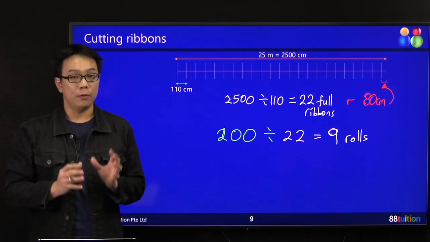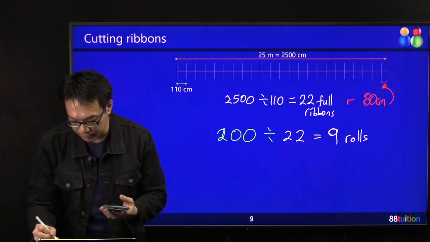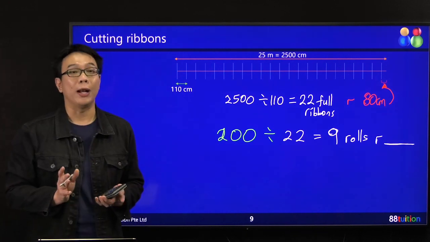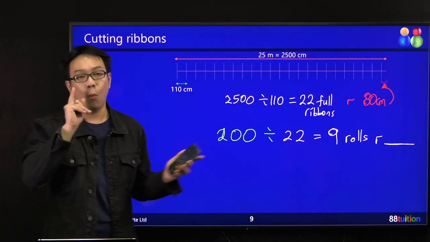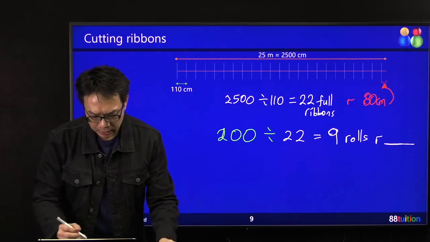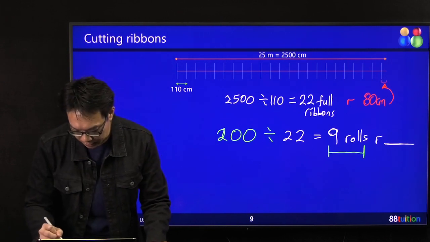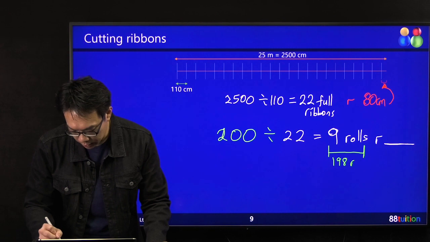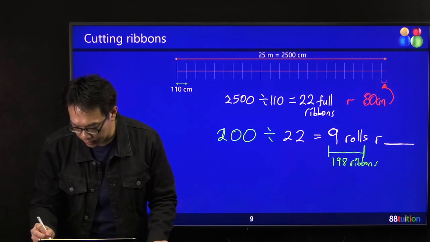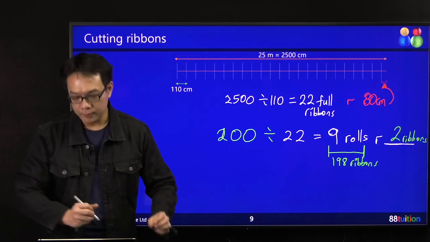200 ribbons divided by 22. One row can have 22. It's 9 rows, point something. There's some remainders behind. So what do you do? Okay, so 9 rows, one row got 22. 9 times 22 is what? 198 only. Down here only gives me 198 ribbons only. If it's 9 rows, it gives me 198 ribbons only. But I want 200 ribbons, right? So I need a remainder of 2 ribbons. I'm short of 2 ribbons. So what do you do?